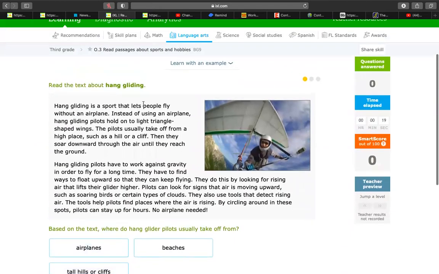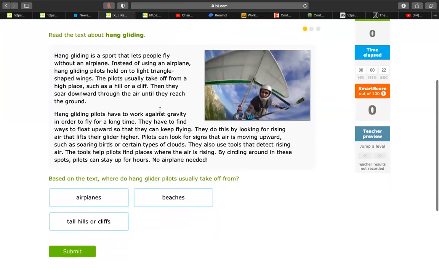Hang gliding is a sport that lets people fly without an airplane. Instead of using an airplane, hang gliding pilots hold on to tight triangle-shaped wings. The pilots usually take off from a high place, such as a hill or cliff. Then they soar downward through the air until they reach the ground. Hang gliding pilots have to work against gravity in order to fly for a long time. They have to find ways to float upwards so that they can keep flying. They do this by looking for rising air that lifts their glider higher.